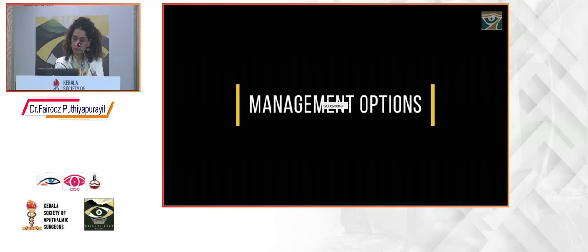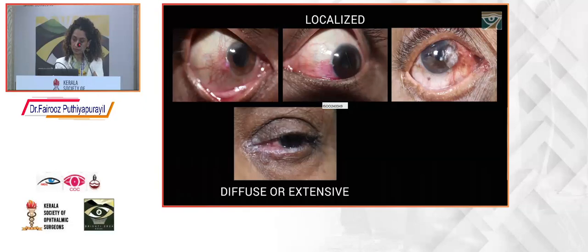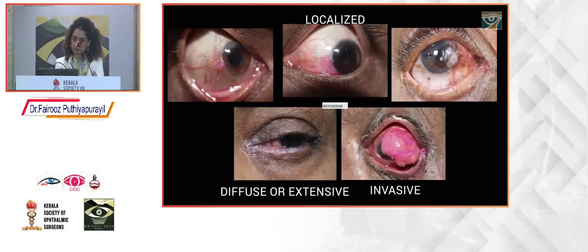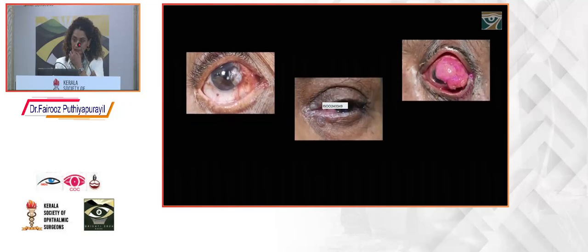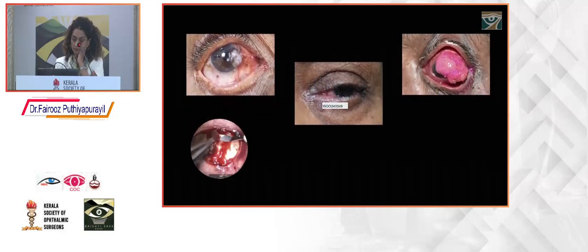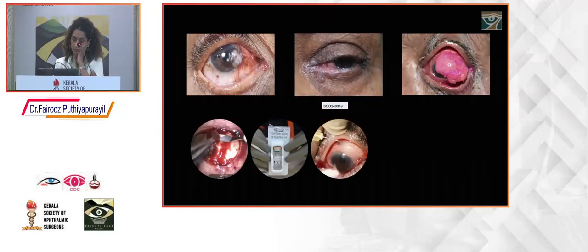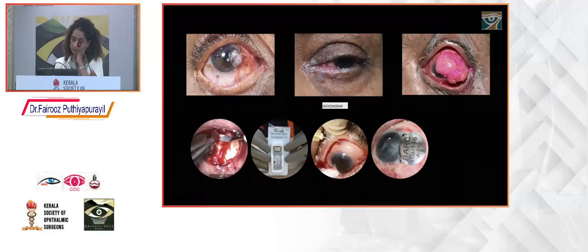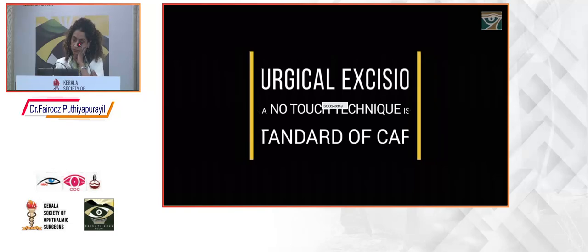For deciding the appropriate management technique, it is important to classify the lesions into localized, diffuse, or extensive or invasive OSSN. Management options in the armamentarium for the treating ocular oncologist include primarily surgical excision with margin-free clearance and topical or intralesional chemotherapeutic agents. Others are radiotherapy that includes plaque brachytherapy, external beam stereotactic radiation, extended enucleation, or exenteration according to the clinical scenario. Surgical excision with no-touch technique is the standard of care.